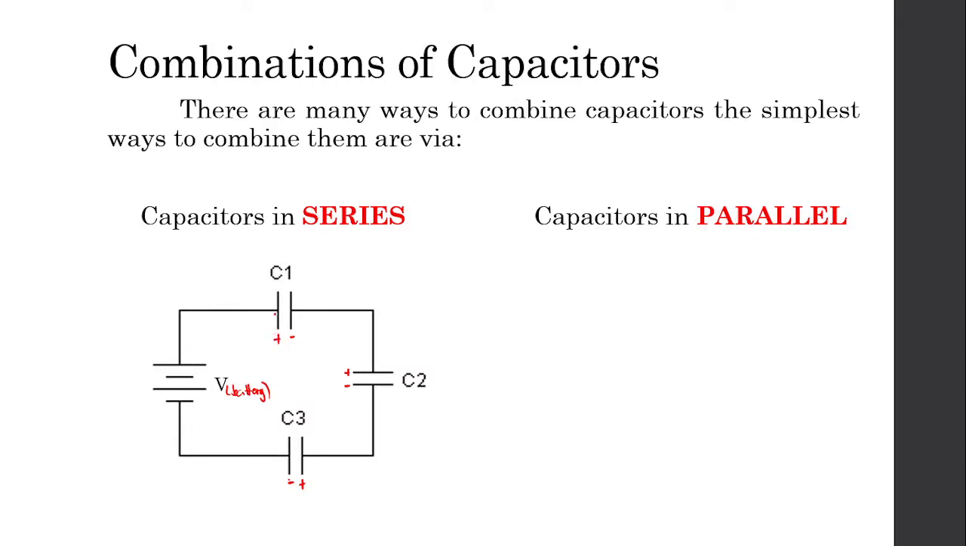Here, the positive plate of C1 is connected to the voltage, but the negative plate is connected to the positive plate of C2. And then the negative plate of C2 is connected to the positive plate of C3, and the negative plate of C3 is connected to the positive terminal of the voltage. So this is the negative terminal of the voltage, this is the positive terminal of the voltage. So this is what you call a series.